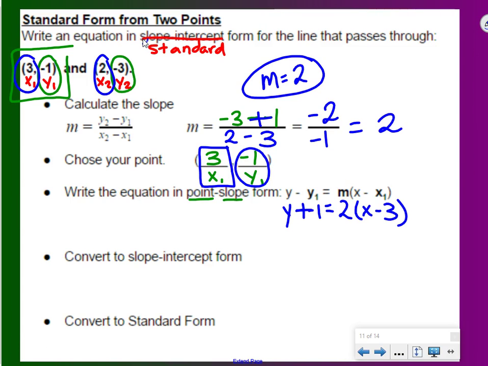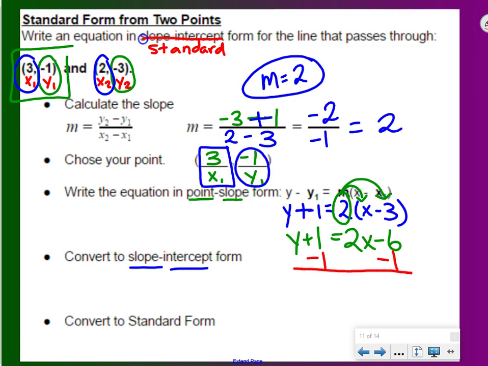Now going back to what we learned last lesson, we're going to convert into slope-intercept form. So again, we know how to do this. This is review. 2 goes to x, and to 3, we get 2x minus 6 using our distributive property. Now we have to get y all by itself, so we minus 1 on both sides to undo this plus 1 here. We get y equals 2x minus 6 minus 1 is -7.